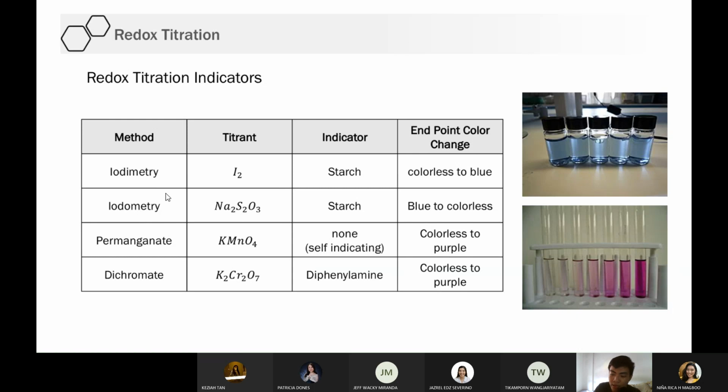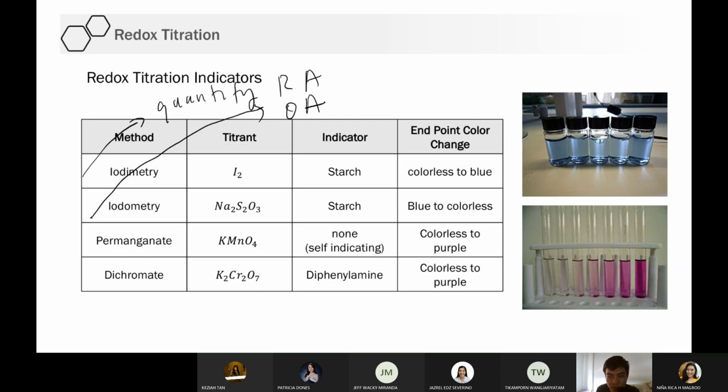So you may ask, what's the difference between iodimetry and iodometry? When we say iodimetry, this is used to quantify reducing agents. For iodometry, this is for oxidizing agents. Okay?